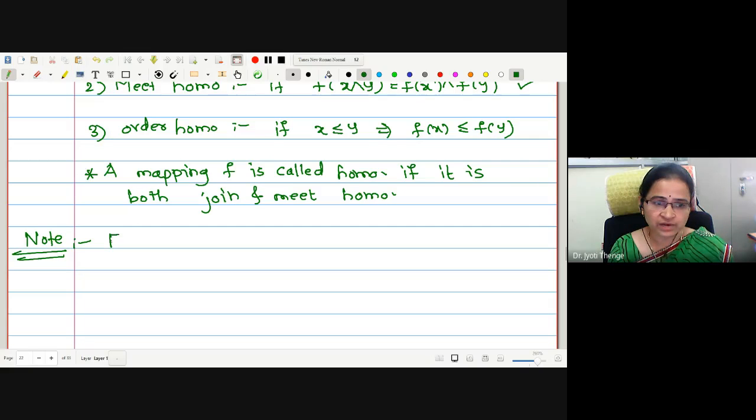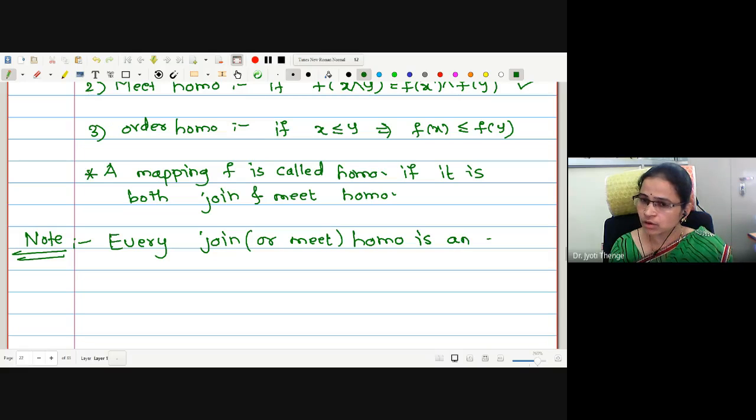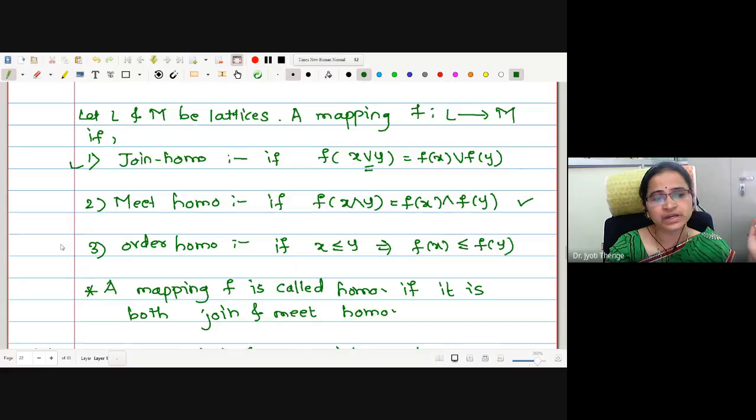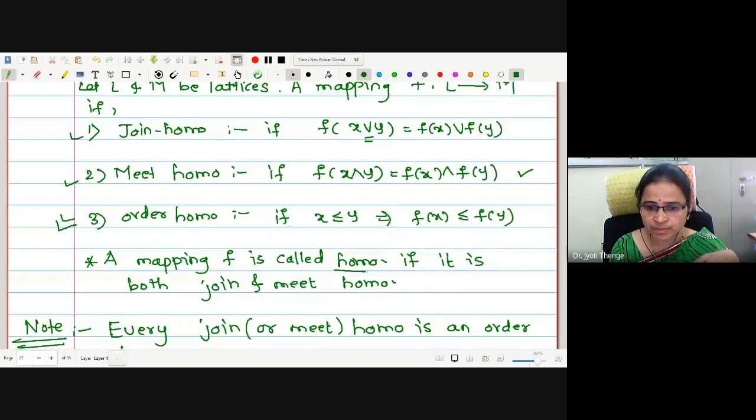Therefore, I will write: every join or meet homomorphism is an order homomorphism. If it is join homomorphism, it has to be order homomorphism. If it is meet homomorphism, then it has to be order homomorphism. Therefore, while defining the homomorphism property, the condition was given that the homomorphism should be both join and meet, because along with join or along with meet, order homomorphism is going to occur.